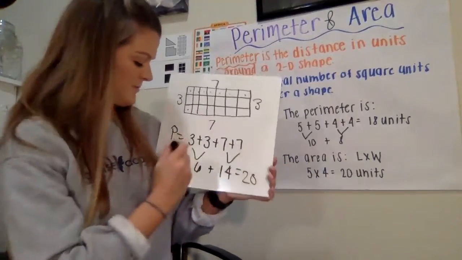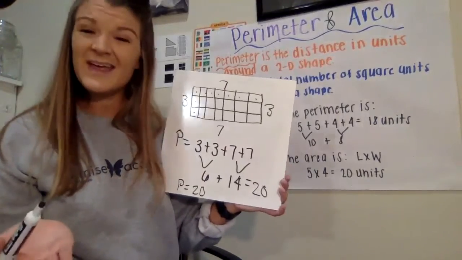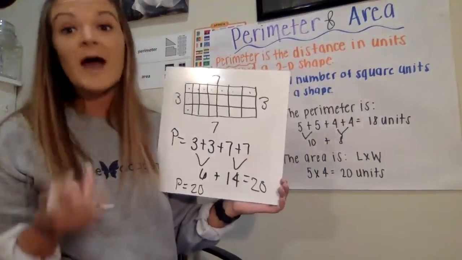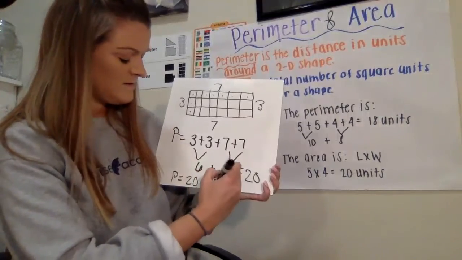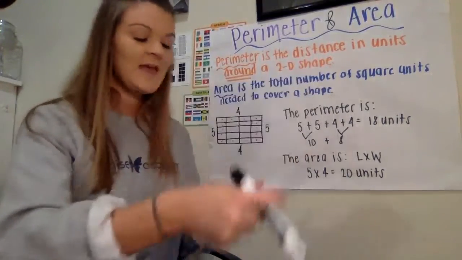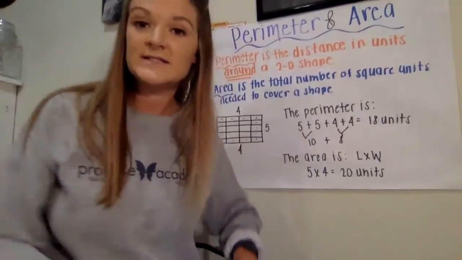So that means the perimeter of my shape is 20. Do I just leave it blank? 20? No, I always want to label my units. So 20 units.